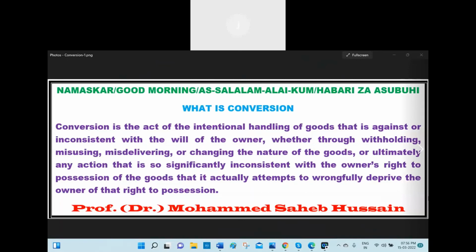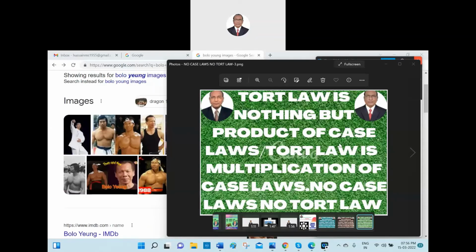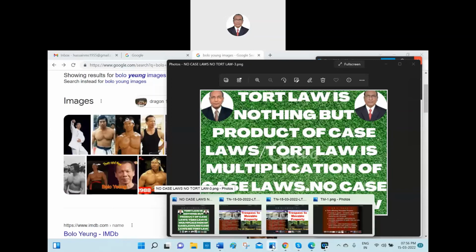See, so many things are there. Withholding, possessing, dispositioning, misdelivering, misusing, changing the nature of goods, ultimately any action that is significantly inconsistent with the owner's right. Because you can change it in any form, then it can be said to be a conversion. So this is a rough idea regarding conversion. This is what I wanted to share with you, that's why I put it over there.